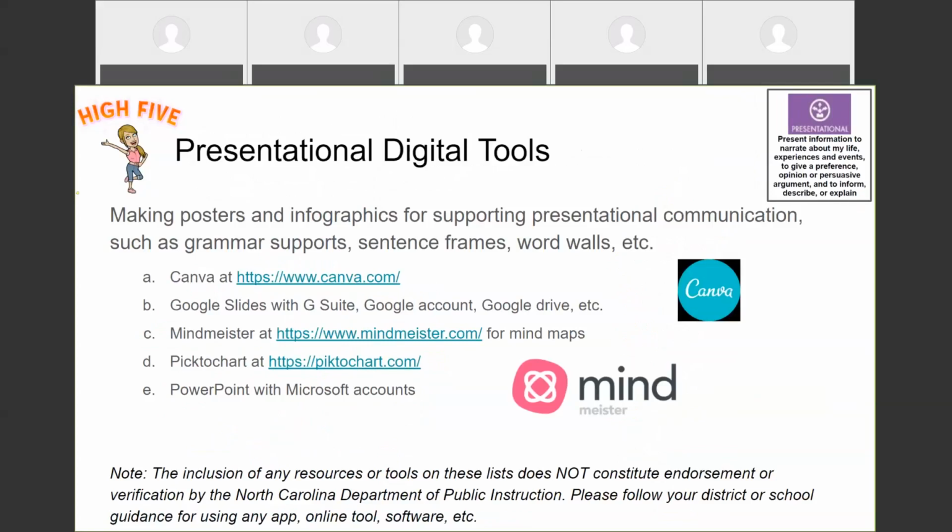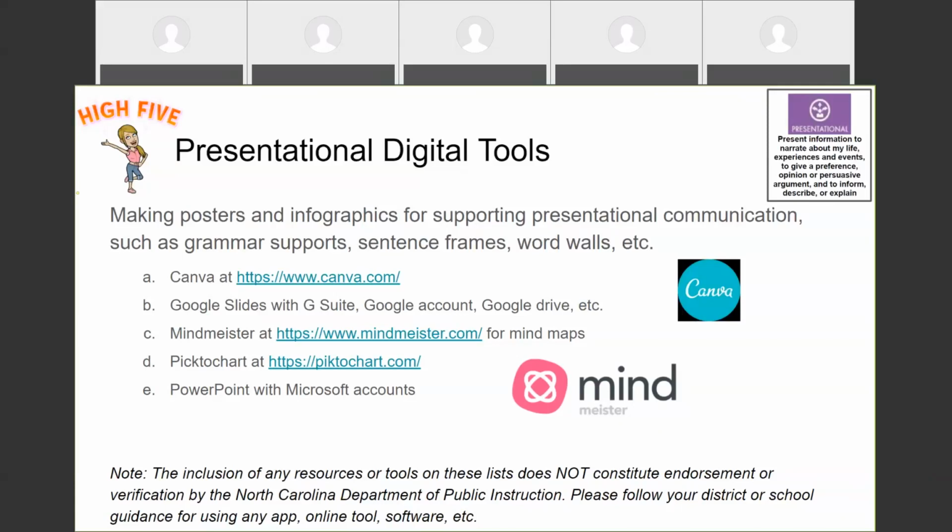When we take this and look at the particular digital aspect of it, for digital online learning, you can make pictures and infographics to help support the presentational communication. You can also create grammar support, sentence frames, word walls, all those kinds of things digitally. And here are some digital tools that we have looked at that are helpful for the presentational mode of communication: Canva, these are all free, of course; if you have a G Suite, Google Slides, the Google Drive; MindMeister, PictoChart, and of course PowerPoint if you have a Microsoft account.